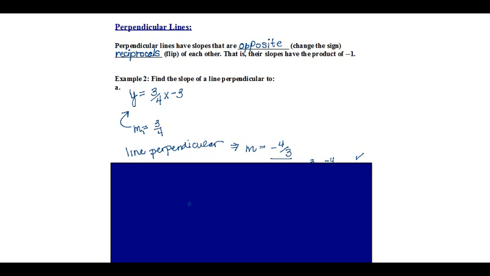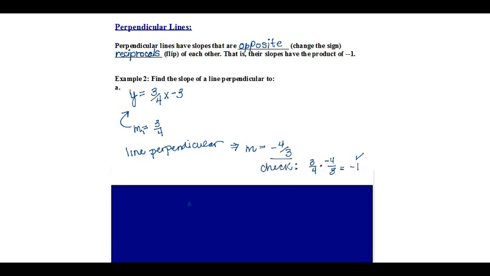We defined perpendicular lines as having opposite reciprocal slopes. That means when we multiply them together, we're going to get -1. So you can always check that to make sure you have it correct. When you find the slope of a perpendicular line, you can check it by multiplying them together. And yes, it does look like we get -1.